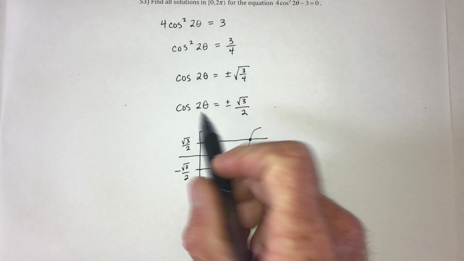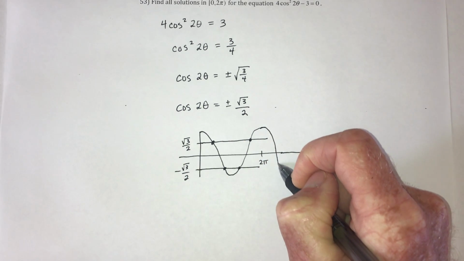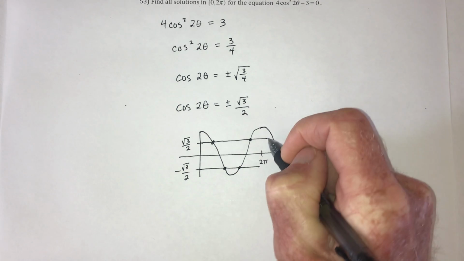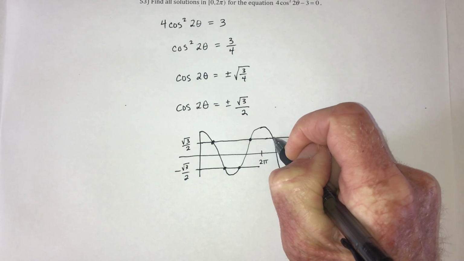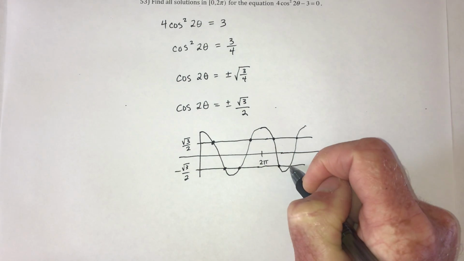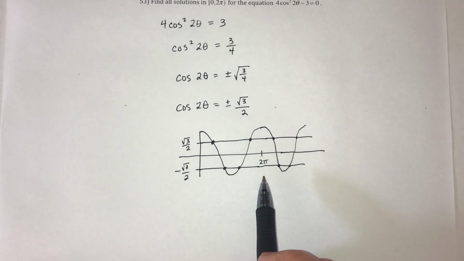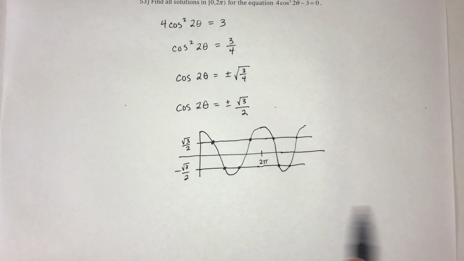And when this says 2 theta, that means that you should actually follow the graph out for 2 cycles. And there's going to be 2 more solutions and even 2 more solutions. So in total, there's 8 solutions. Now let's actually find them.